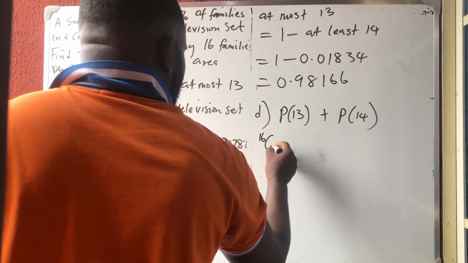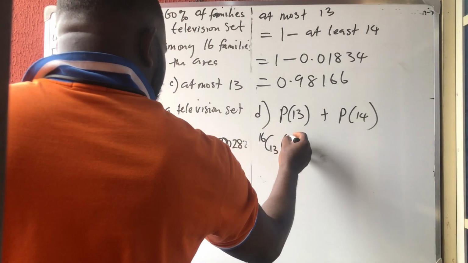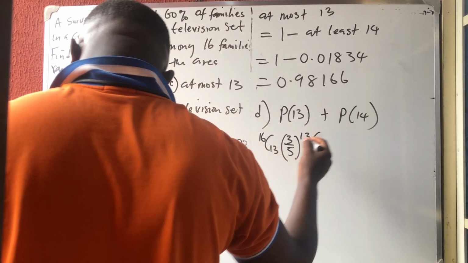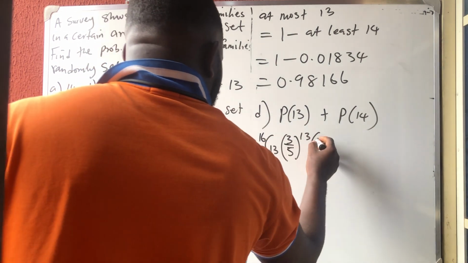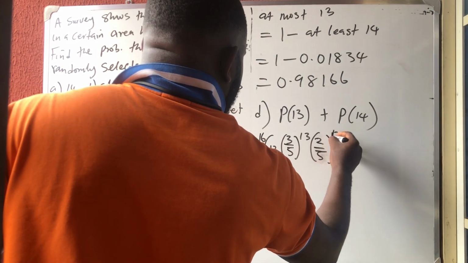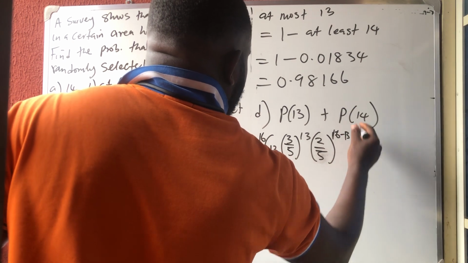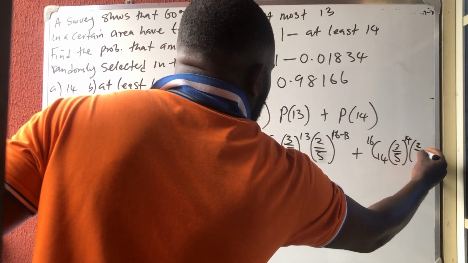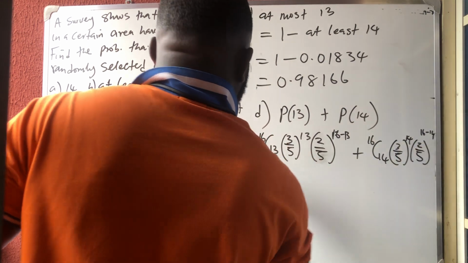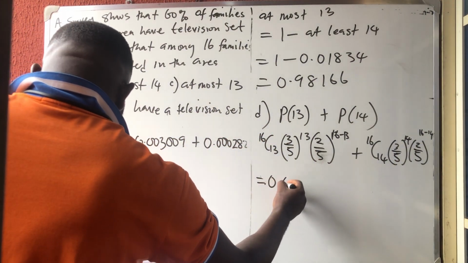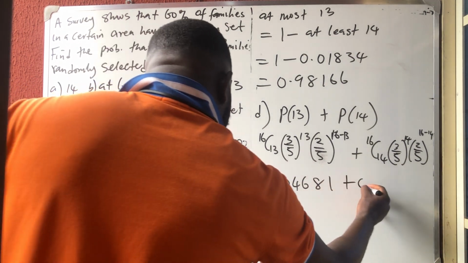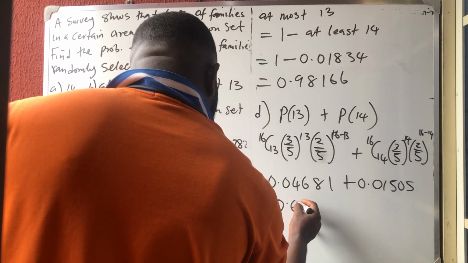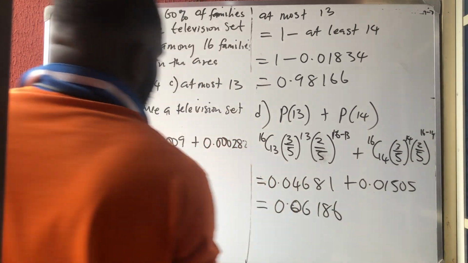That is 16 combination 13. What did we get? 3 over 5 raised to power 13, then 2 over 5 raised to power 16 minus 13. Plus the same thing here, 16 combination 14, 3 over 5 raised to power 14, then 2 over 5 raised to power 16 minus 14. So if you do that, you are going to get 0.04681 plus 0.01505. So if you now add it, you're having 0.06186. Okay, so that is that.